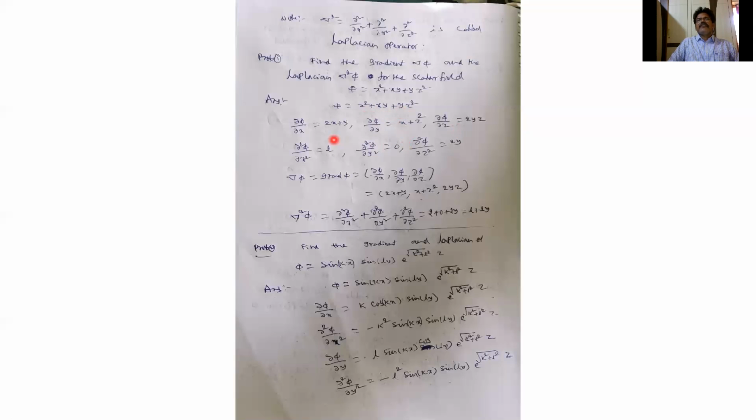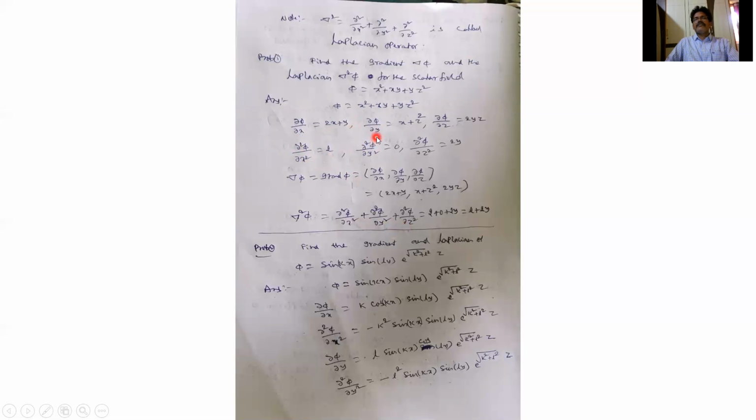So we get finally dou phi by dou x is equal to 2x plus y, dou phi by dou y equal to x plus z square, dou phi by dou z equal to 2yz. So now we know the definition of del square phi is dou square phi by dou x square, dou square phi by dou y square, dou square phi by dou z square. Now we have to differentiate again. Partially with respect to x, dou square phi by dou x square is equal to 2, for x is 1, for y is 0. That's why dou square phi by dou x square is 2.